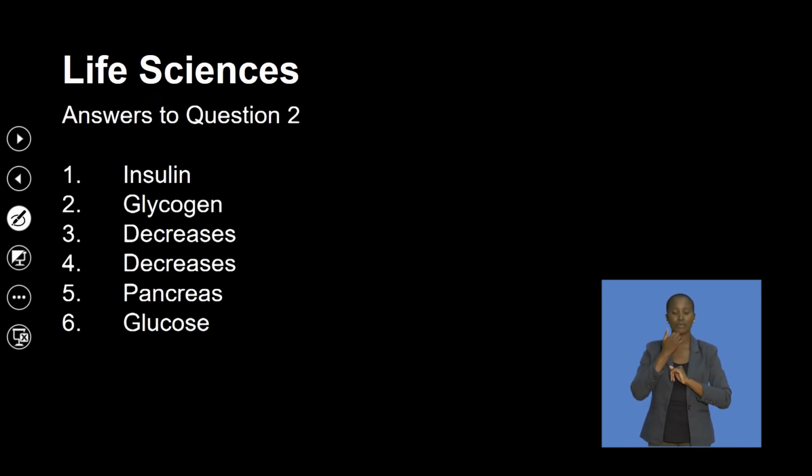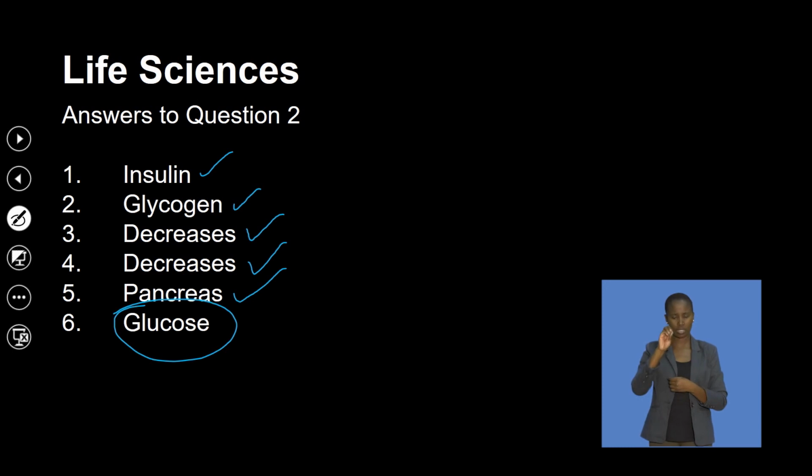So we've unpacked these. So the first was insulin, as I mentioned. The second answer was glycogen. We said that it would decrease the levels. And then we noticed that when there was a decrease in sugar levels, the pancreas was going to produce glucagon, and glucagon was going to convert the stored glycogen back into glucose to bring it back to normal.